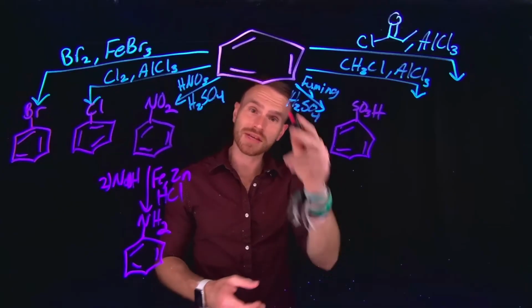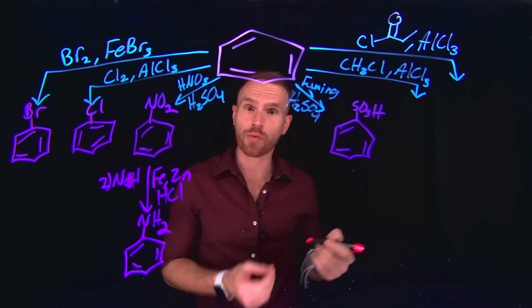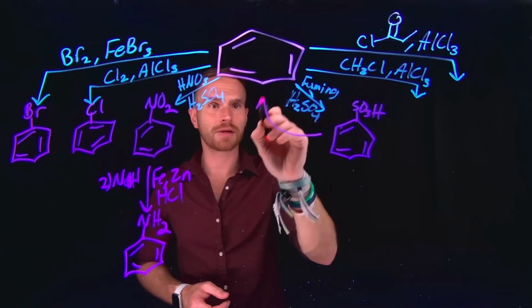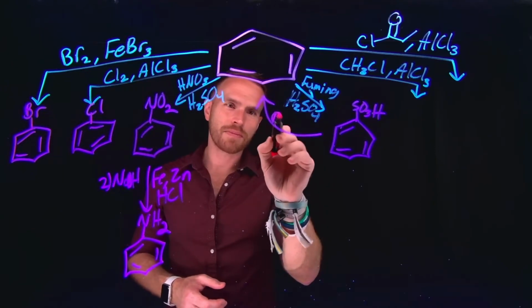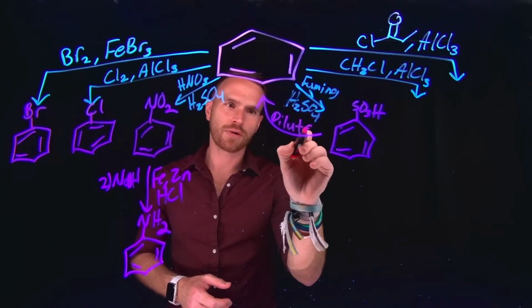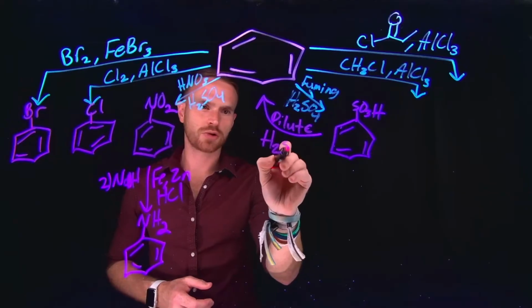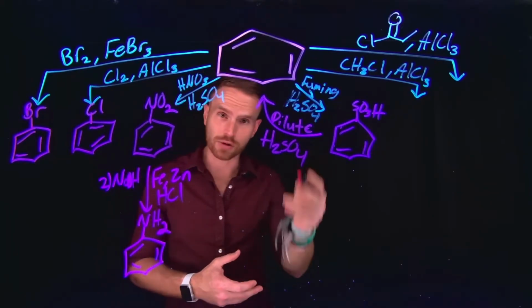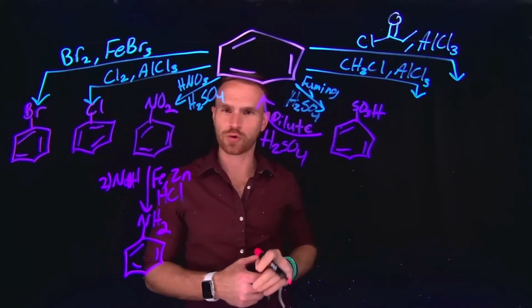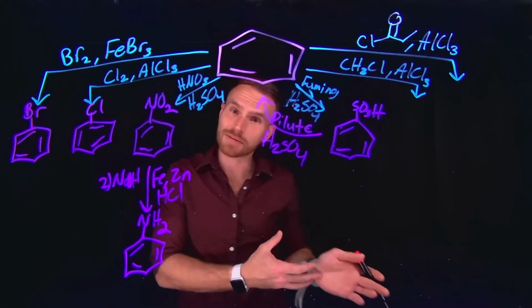Now importantly, this reaction is one of the only ones that are reversible, meaning you can go back to benzene just by adding a little bit more of dilute sulfuric acid. So dilute H2SO4 will allow you to go backwards to benzene, meaning that it's one of the functional groups that can be installed to benzene and subsequently removed.